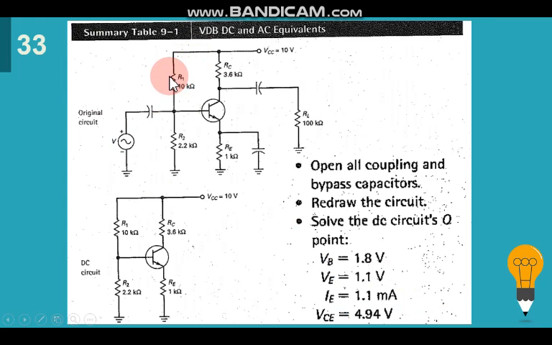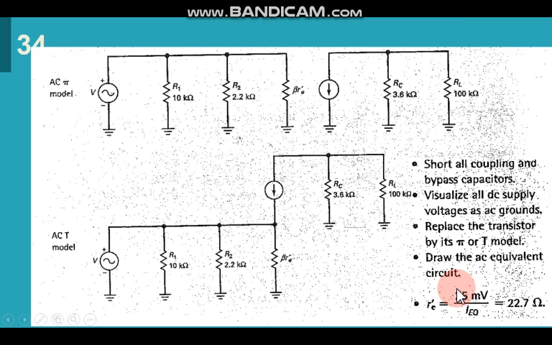Now, here's a problem or example which we want to solve. We want to analyze this amplifier. To perform DC and AC equivalents, first we will take DC. For DC, open all coupling and bypass capacitors. So if I open this, this, and this, the rest I will have is only this part. That I have drawn here as the DC equivalent circuit. Once you have this, you can solve for the DC values VB, VE, IE. IE will be used to find the value of RE dash.